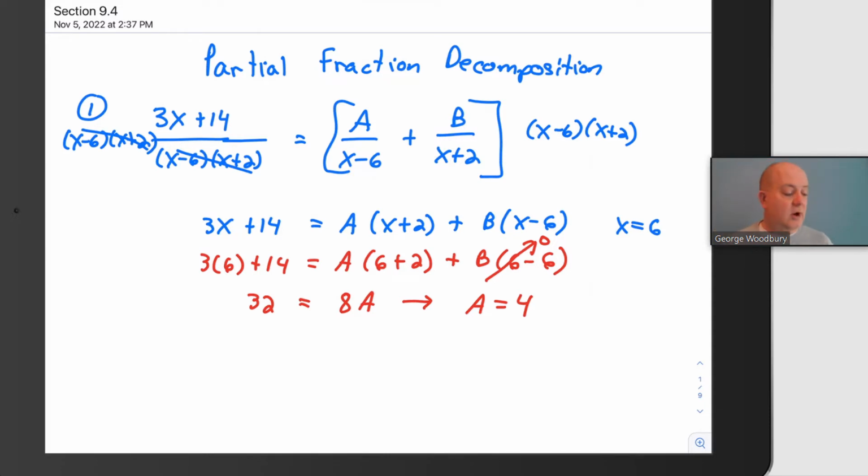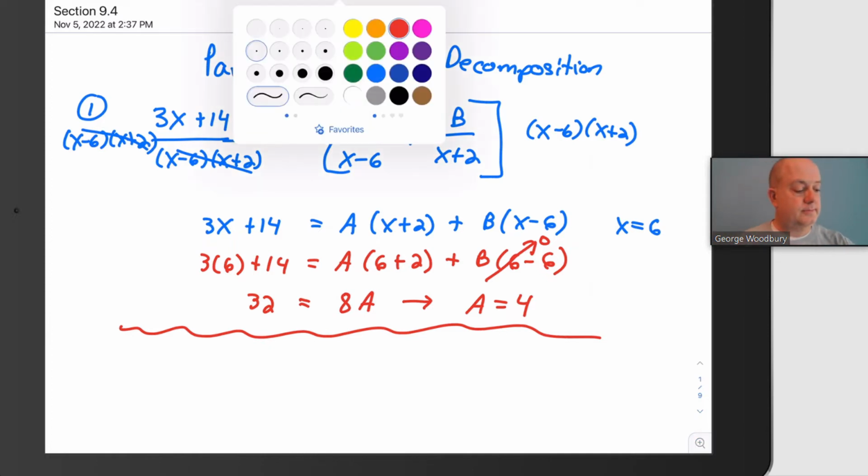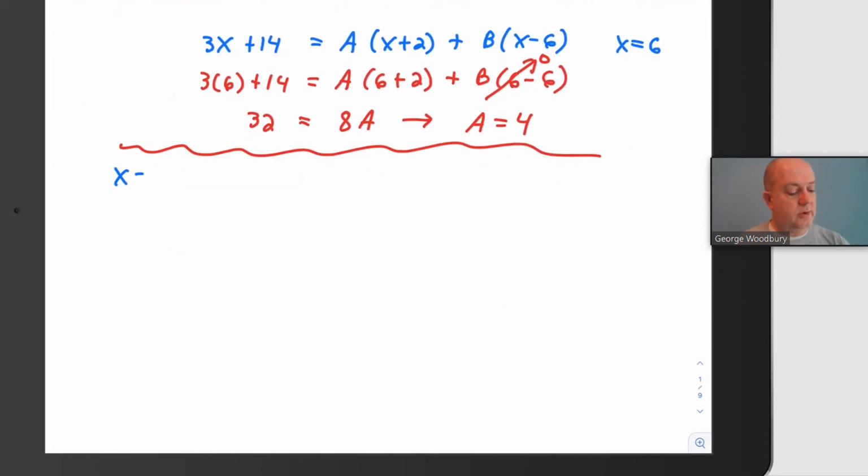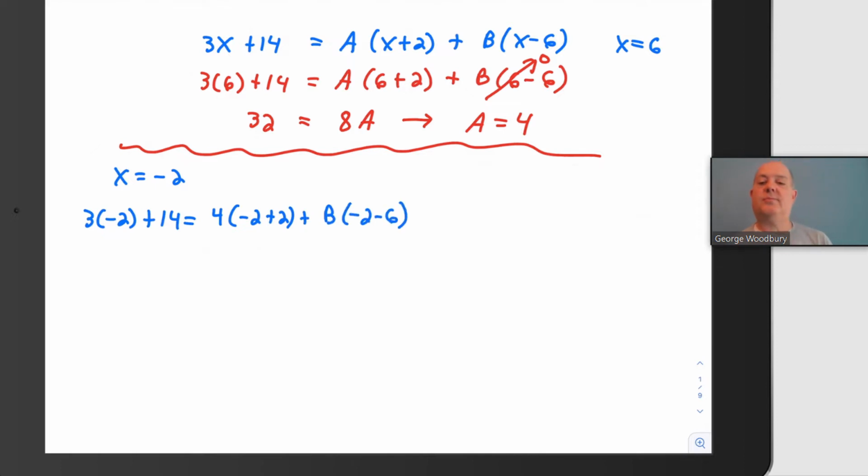Now to get the value of B, I can use the same approach that I just did, but now I'll put in -2 for x. So if I use x equals -2, that's 3 times -2 plus 14 equals, I'm sorry, that's not A any longer, that's now 4 times -2 plus 2 plus B times -2 minus 6.